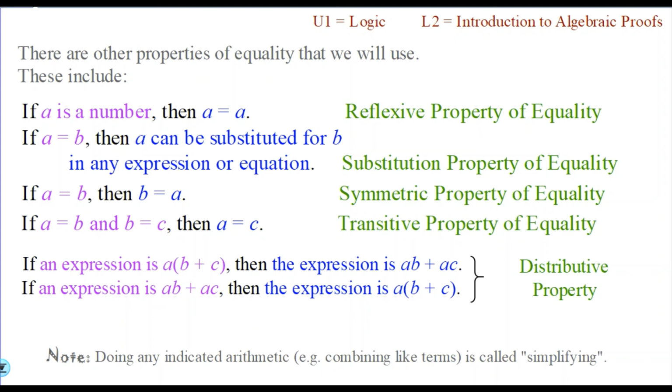Hopefully you can see the symmetry going on there. You just switch them around. If A equals B and B equals C, then A equals C. Well, sure, that's kind of substitution, right? You can just plug C in for B. Distributive property, hopefully you remember distributive property from algebra.